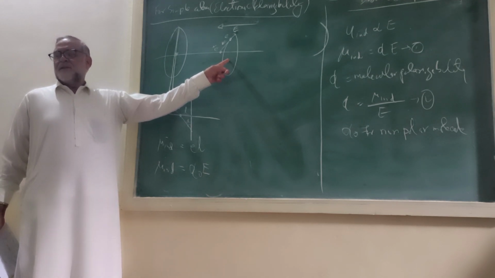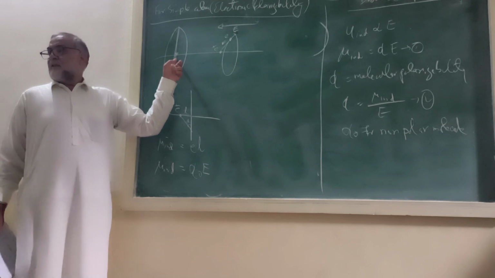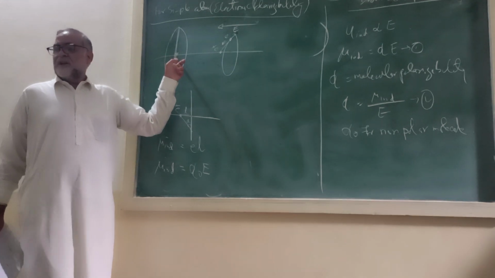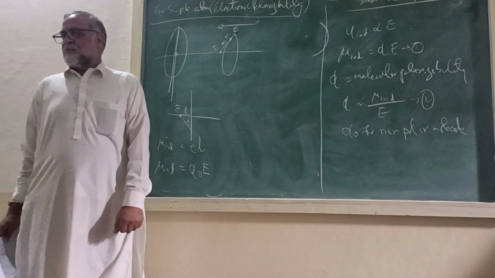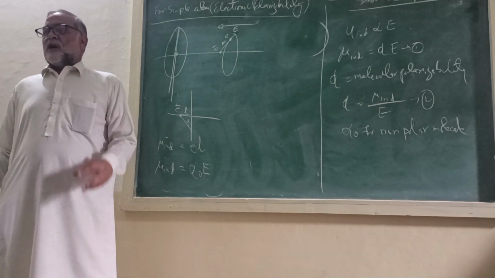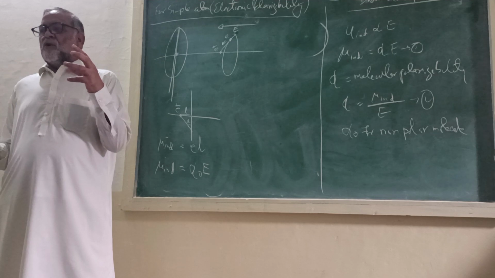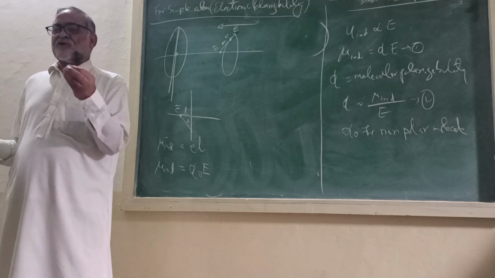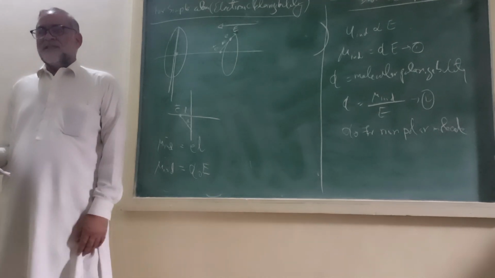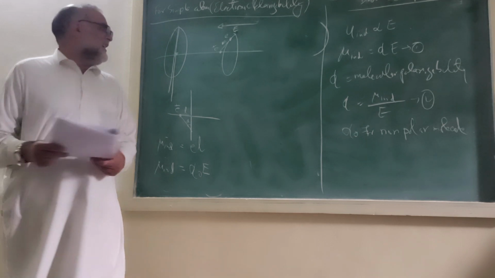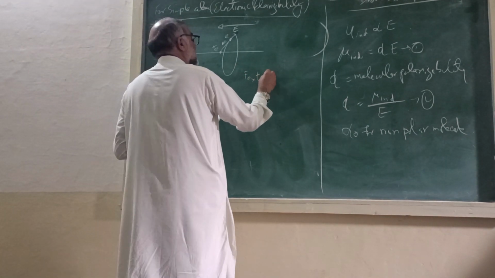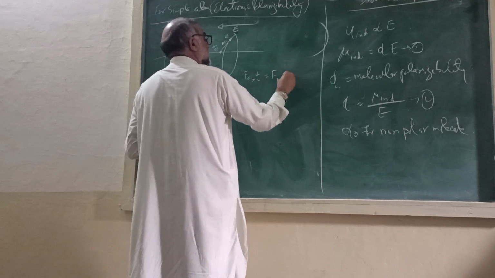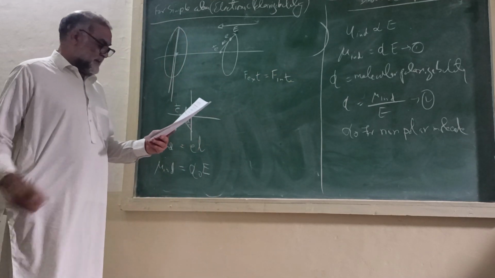After the displacement, this was the first equilibrium position. But after the application of the electric field, now this is the new equilibrium position. So, under equilibrium, we equate the external force to the internal force. F external is equal to F internal. QE is equal to.